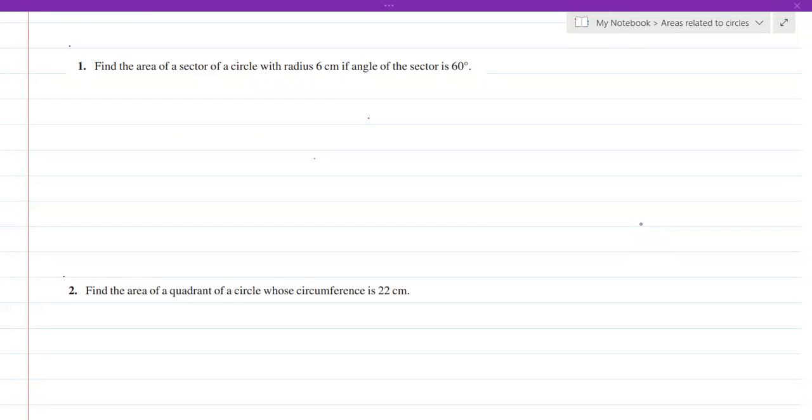Hello students. In this video, let's start with the second exercise on areas related to circles. The first question: find the area of the sector of a circle with radius 6 centimeters if the angle of the sector is 60 degrees.